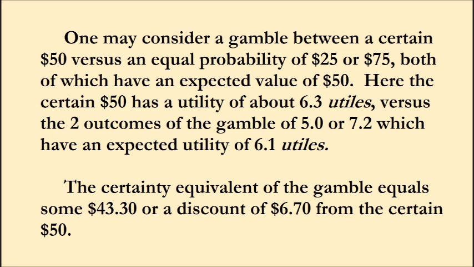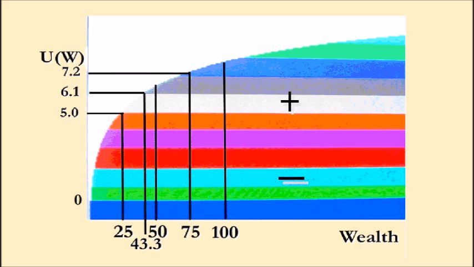Consider a gamble of maybe a certain $50 or an uncertain outcome of equal probability of 25 and 75 bucks. Here's a graphic. The vertical scale are the utiles, that's what they call them, or smiles if you like. And notice it rises at a decreasing rate. We're using an exponent function. It turns out to be pretty good.